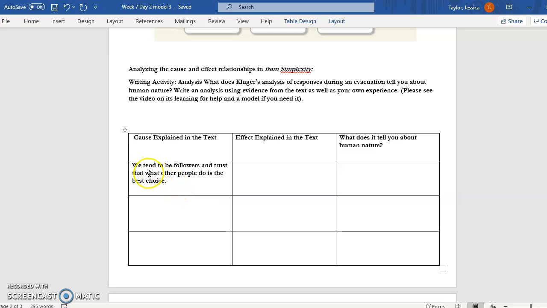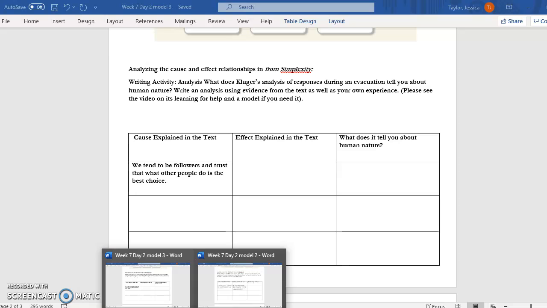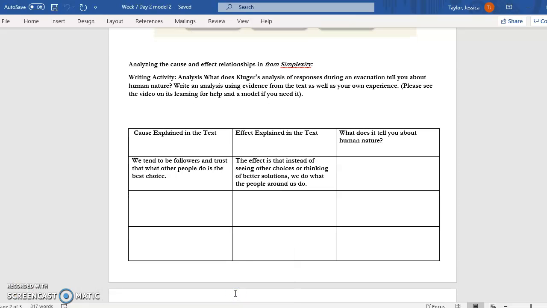So you'll note here, I said we tend to be followers and trust in what other people do is the best choice. Well, that brings me to the effect of that. If we are being followers, if we are doing what other people are doing, right, not using our own brains, what is the effect of that here? So for simplicity's sake, I have a second document here. So the effect of that is that instead of seeing other choices or thinking of better solutions, we do what the people around us do.